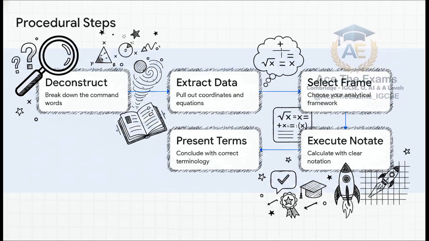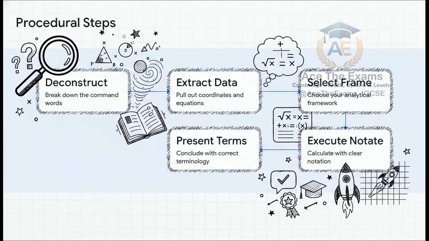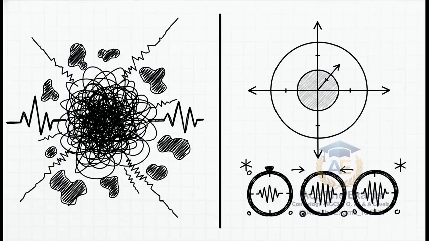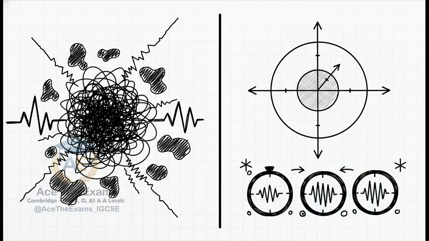Tell them what you're doing. And step 5, present with correct terminology. Always conclude your proof by stating exactly what you just found. If you skip this 5-step sequence, honestly, you are flying without a navigation system. And speaking of that navigation system, your data interpretation has to be meticulously presented to secure maximum points.